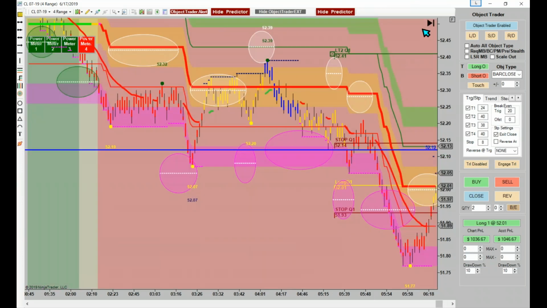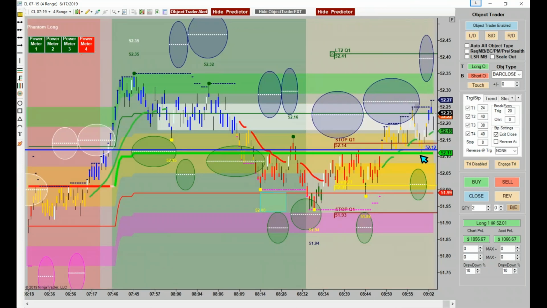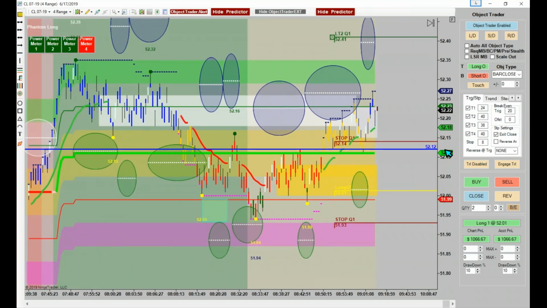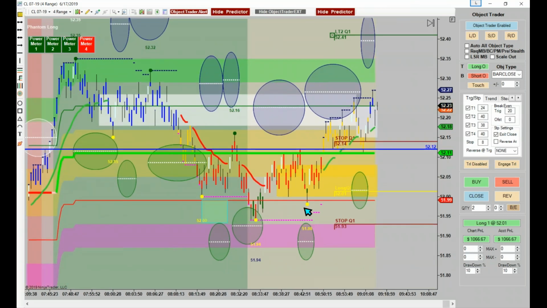Okay, we got in way down here to begin with, way down here on that phantom. So we're actually in pretty good shape on that. See how much better shape you are taking the phantom trade than you are up here? Because this more than likely is going to get stopped out. They're not taking that top out.